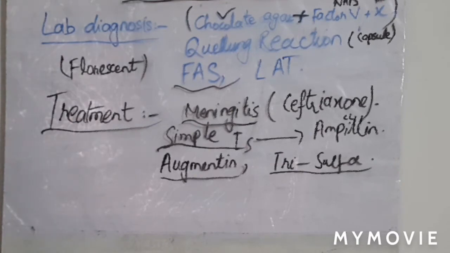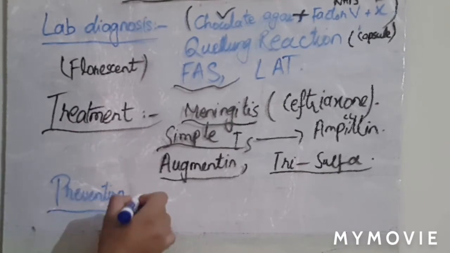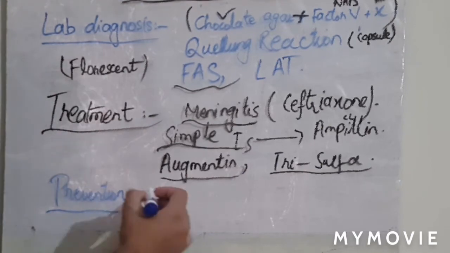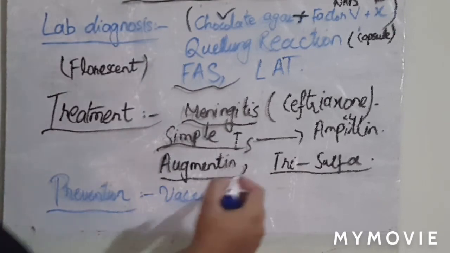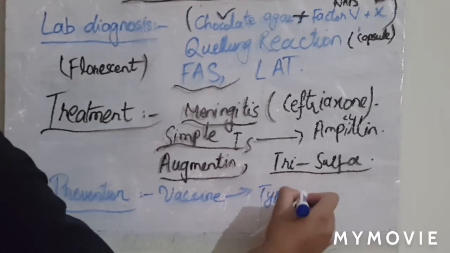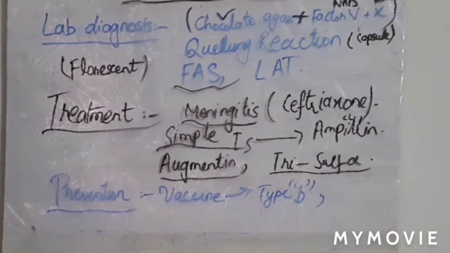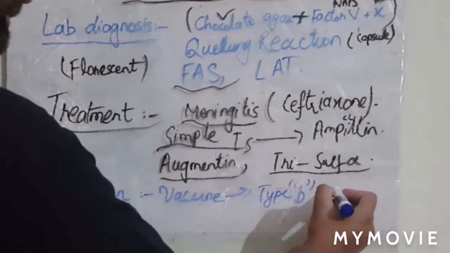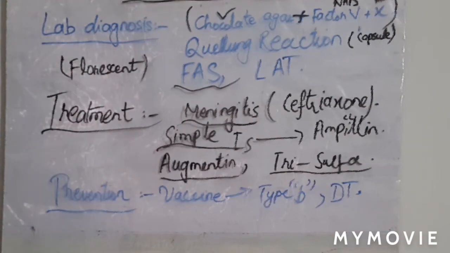Now what about the prevention? For prevention, there is a vaccine that contains type B capsular polysaccharide, and furthermore it is conjugated with the diphtheria toxoid, and it is given to the children. In what age? Between the ages of 2 to 15 months.